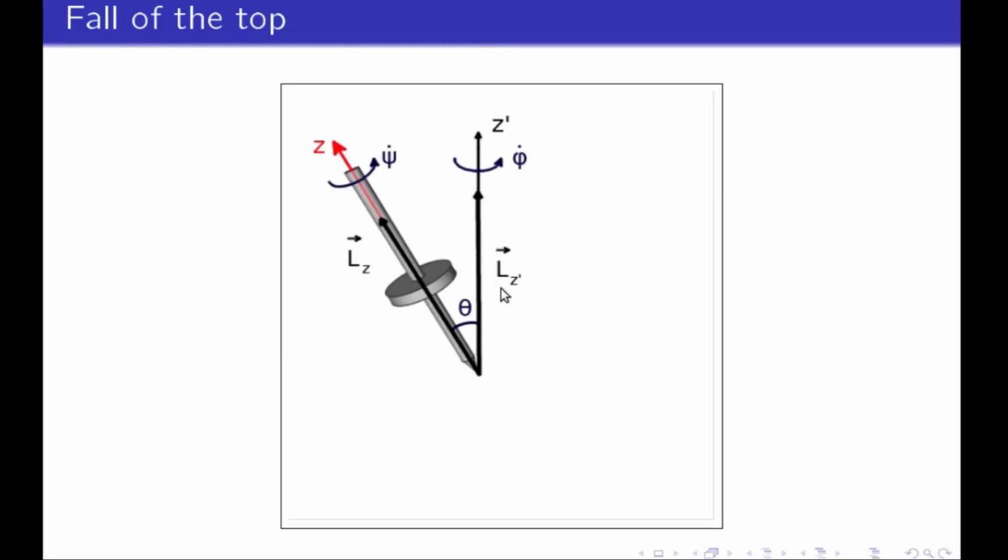Since Lz and Lz prime were overlapped initially, we may consider that they are equal to each other. But the dynamics of the motion is more than this one. We know that there's gravitational force, and differently from the sleeping top motion, this force causes a torque, which can be shown in this way.